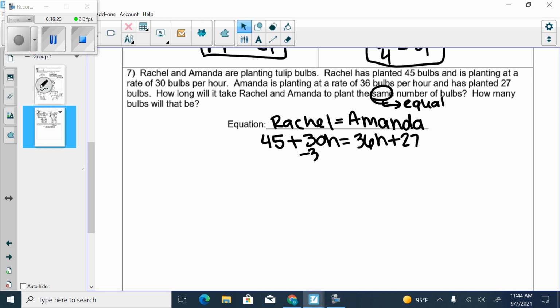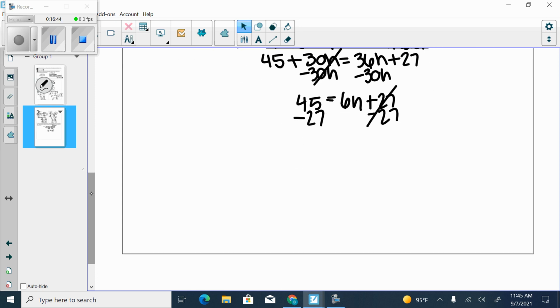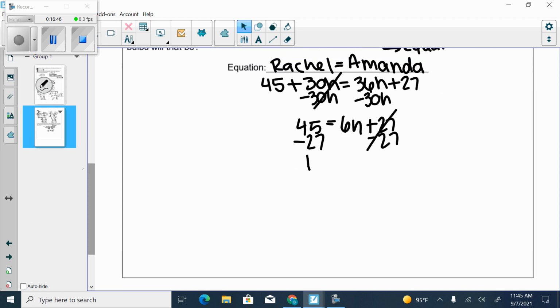Okay. I'm going to subtract 30H from both sides, which is going to leave us with 45 is equal to, nice, subtract 27. What is 45 minus 27? Good. So we got 18 equals 6H. 6. 3. Good.